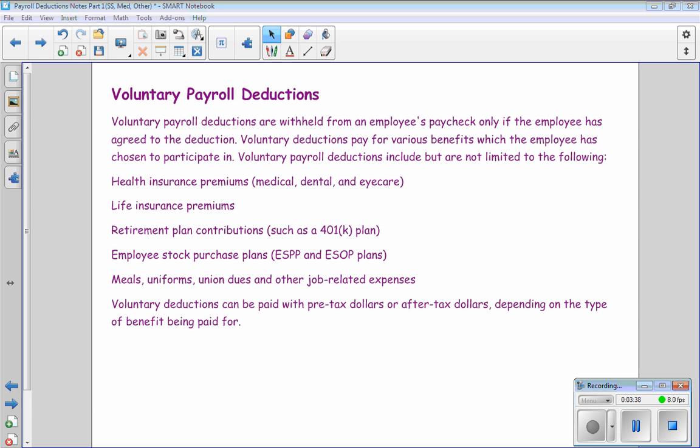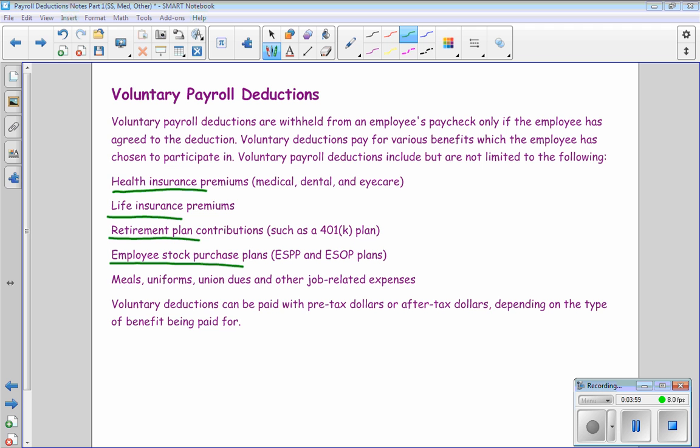Now, voluntary payroll deductions are sometimes paid with pre-tax dollars and sometimes paid with after-tax dollars, depending on the type of benefit that's being paid for. You need to know voluntary payroll deductions could be these, but are not limited to health insurance, life insurance, retirement plan, a stock option, meals, uniforms, union dues. You need to be able to see those and say, oh, that's voluntary.